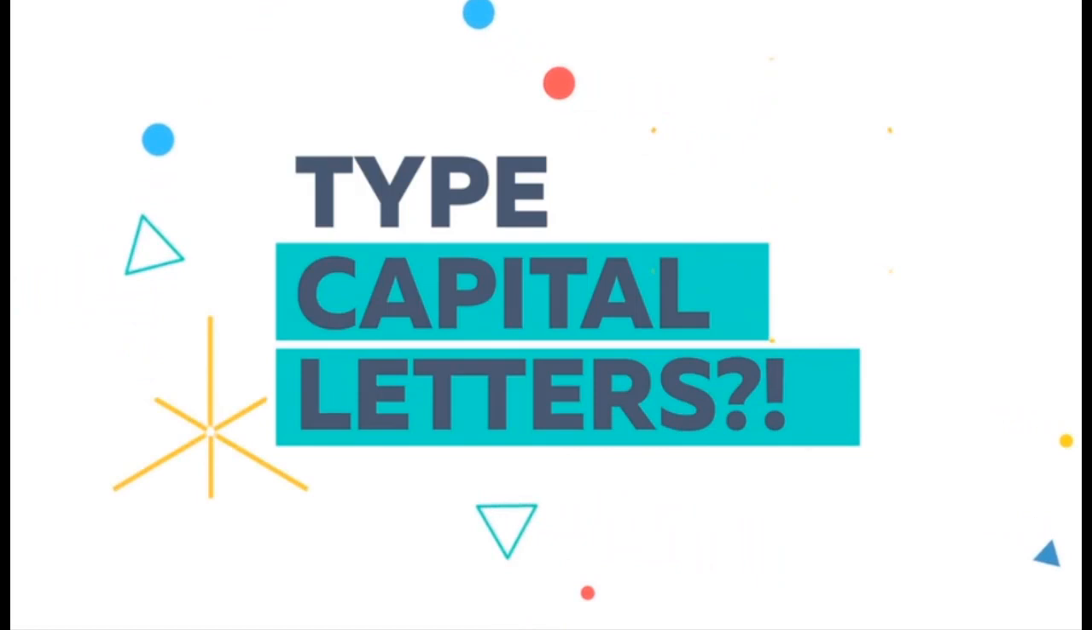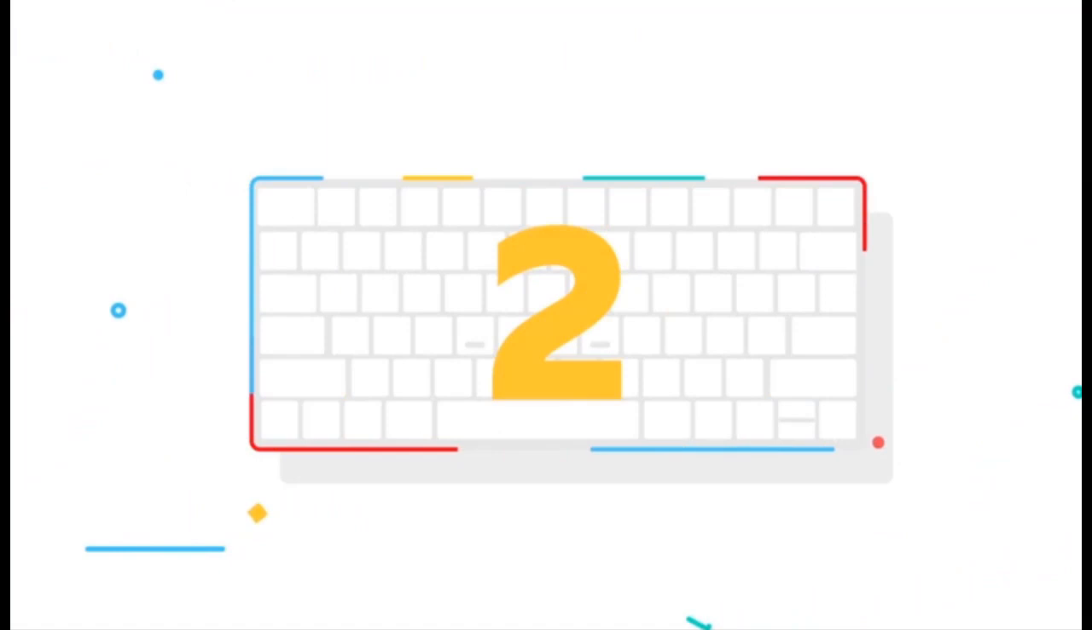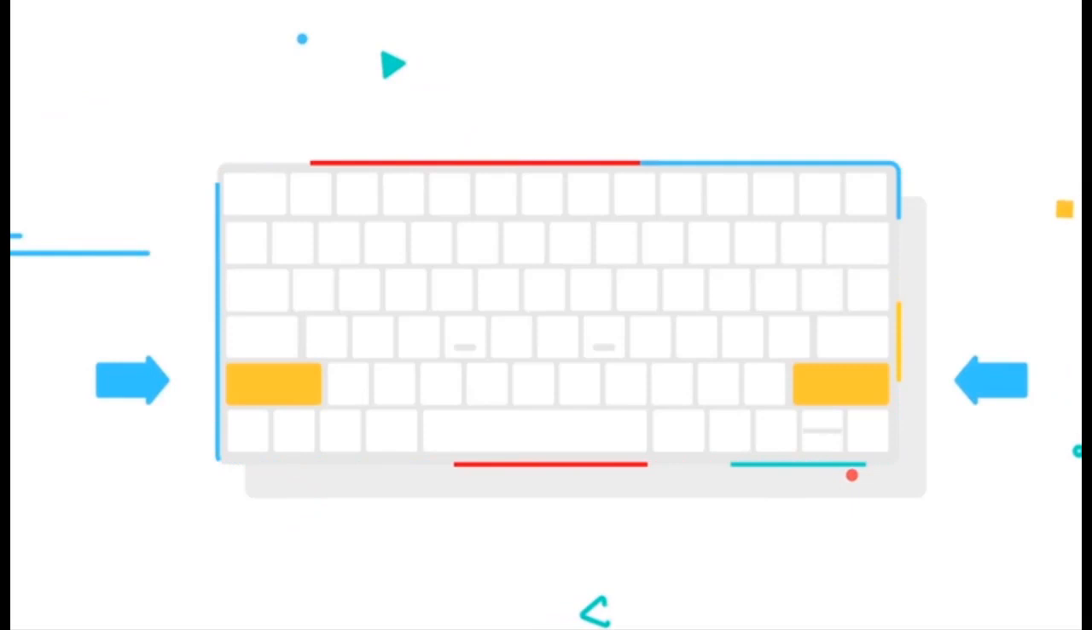You may have noticed that there are two shift keys on your keyboard. Take a second and have a look. There's one on both the right and left sides of the bottom row. This will help you keep your hands in the right position when using the shift key.